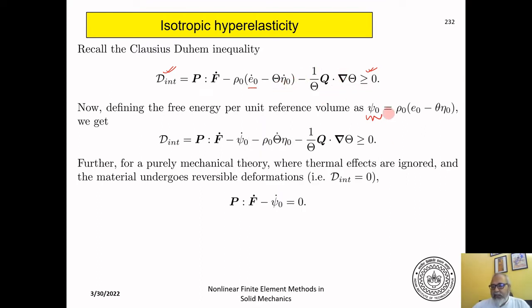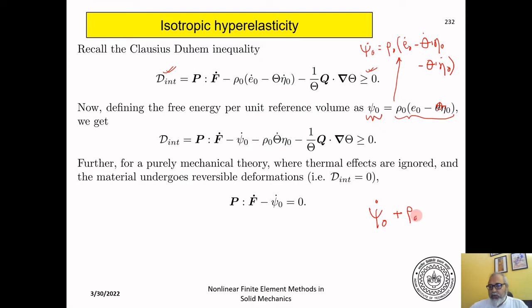So if we write chi naught as rho naught times E naught minus theta, this should be a capital theta, times eta naught, then we can take derivatives on both sides. So we can write chi naught dot is equal to rho naught E naught dot minus theta dot eta naught minus theta eta naught dot. So chi naught dot plus rho naught theta dot eta naught is equal to rho naught E naught dot minus theta eta naught dot.